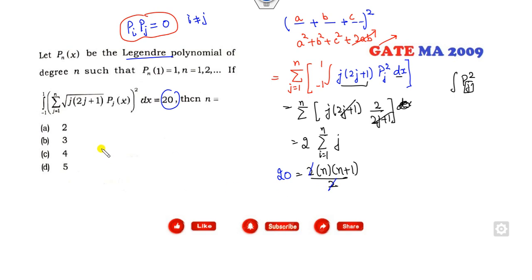And they have given you options like 20. So can you get the answer? 2 into 3 is 6, not 20, not possible. 3 into 4, not possible. 4 into 5, 20, possible. 5 into 6, 30, not possible. The right answer is C.